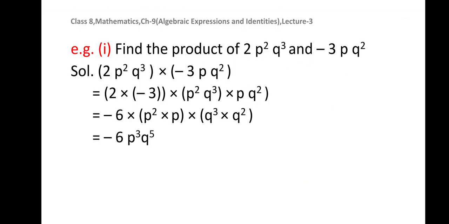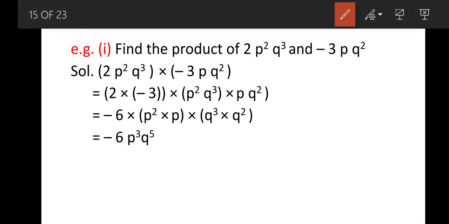So let us take this first example. In this, these two are monomials and I need to take their product. So I have written them in this manner, like I need to take their product.